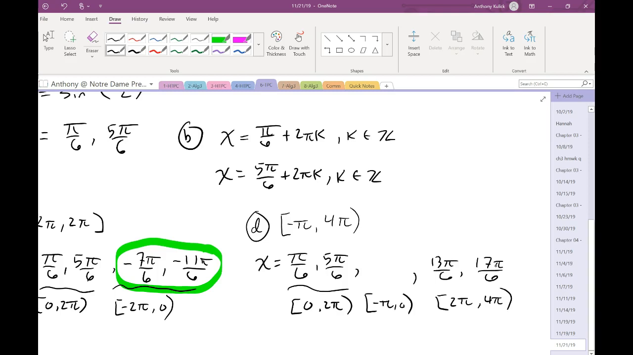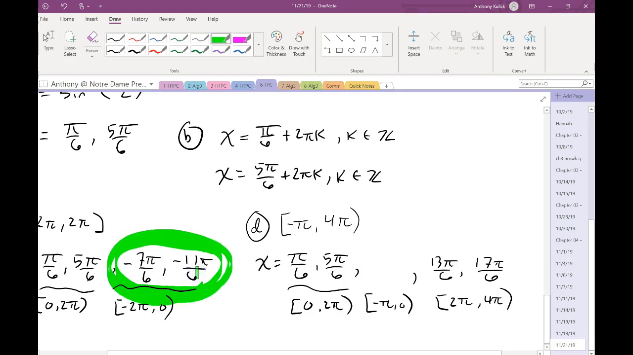You can get all those other answers just from looking at part A, the negative answers from the previous question. And since both of those are less than negative pi, we don't want either one of them. You're welcome.